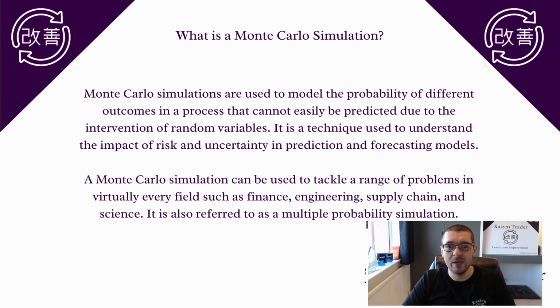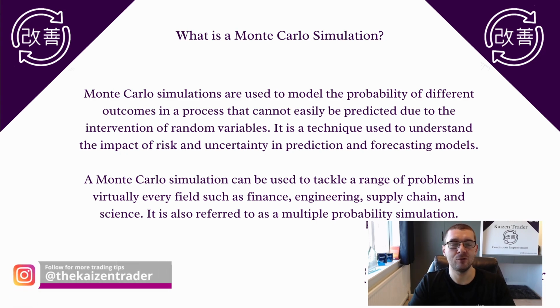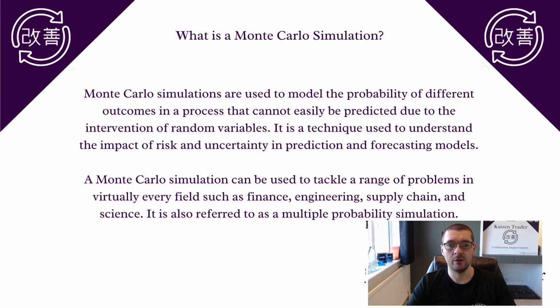And in this situation, the random variable is our trading plan in the form of winners and losers. We have no control over when them winners or losers are going to occur. So we'll have a certain amount of losers in a row, a certain amount of winners, but over a large enough set of data, they will be able to be accurately forecasted on the outcome. It's a technique used to understand the impact of risk and uncertainty in prediction and forecasting models.